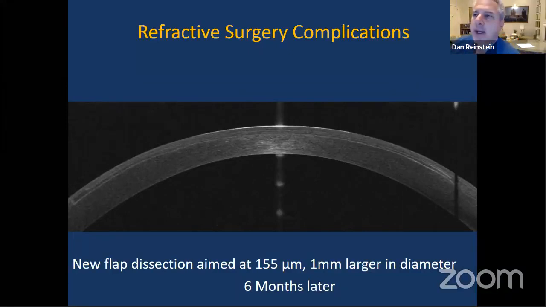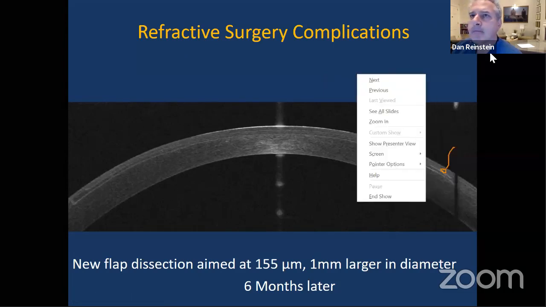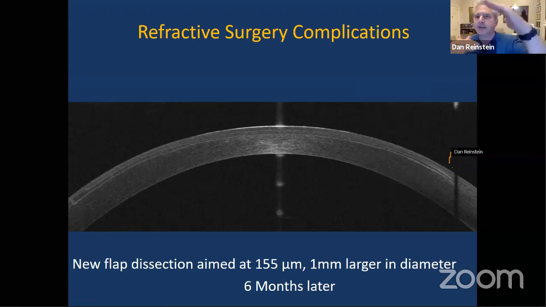So if you see here, let's just assume that the second flap was cut at 155, okay? I mean, obviously, look at the right-hand side of the image. Wait a minute, I can use annotate. So look over here. Look how extraordinarily close the epithelium was to the edge, yeah? So clearly, the standard deviation was poor on this femto, and the only question I would ask you is how did you decide to go to 155, because you would have measured the interface that was already there, and then you would have added what?